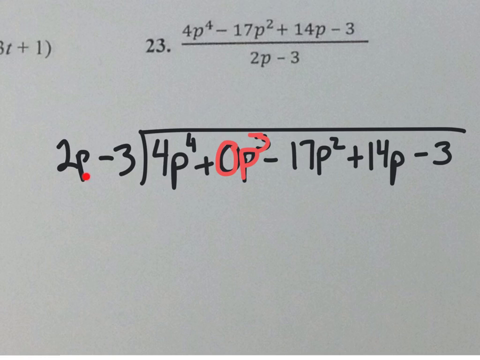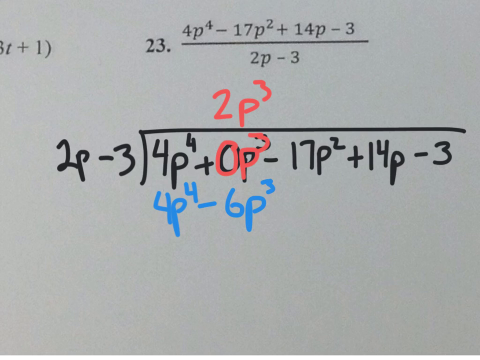Okay? So 2p times 2p to the third, let me write it up here, 2p to the third, that will give me 4p to the fourth. So when I distribute, I want to get a 4p to the fourth right here. And when I distribute 2p to the third times negative 3, that's going to give me a negative 6p to the third. Are you with me?